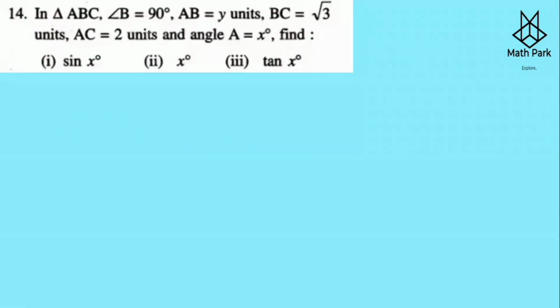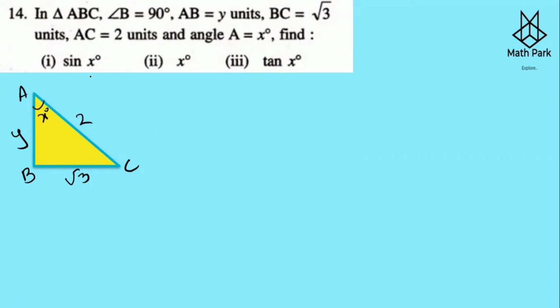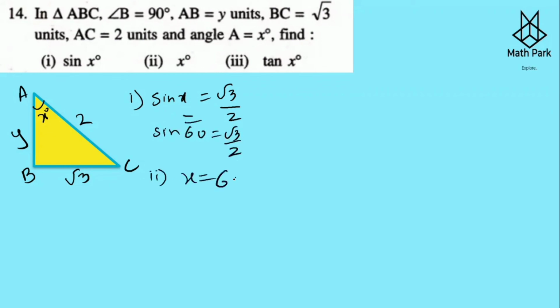Got it? In triangle ABC, you are given angle B is 90 degrees. So let us take this as B, this is A and this is C. AB is y units, BC is equal to √3 and AC is 2 units. Angle A is x degrees and you have to find sin x. So we know that sin x is opposite upon hypotenuse. So opposite to x is √3 upon 2. And if sin x is √3/2, we know that sin 60 is equal to √3/2. So this is how we get the second one, that is x = 60 degrees.